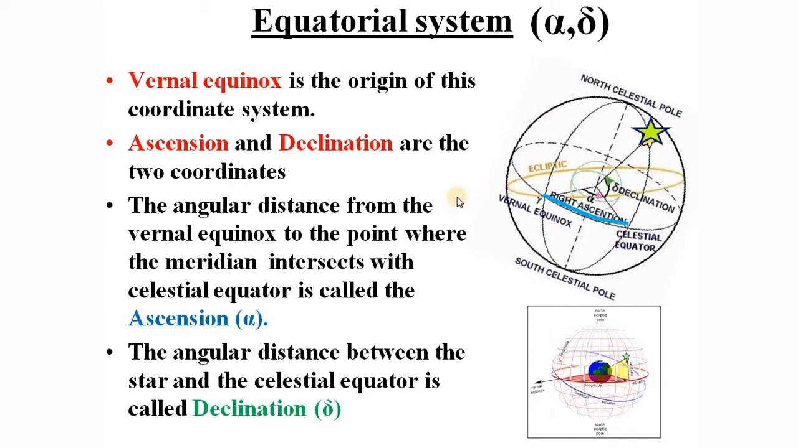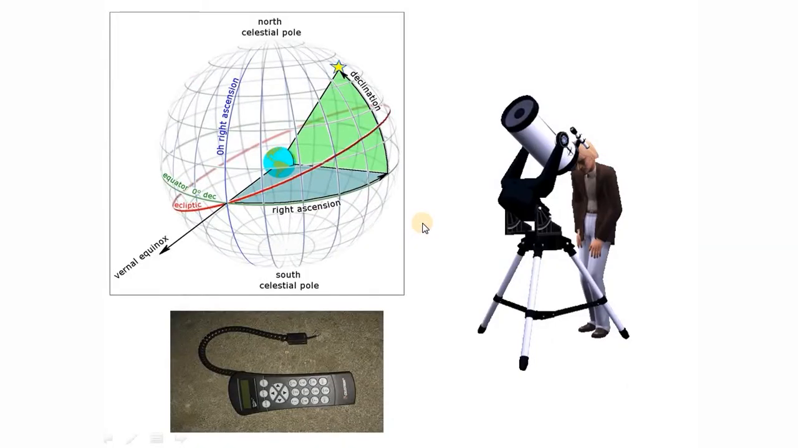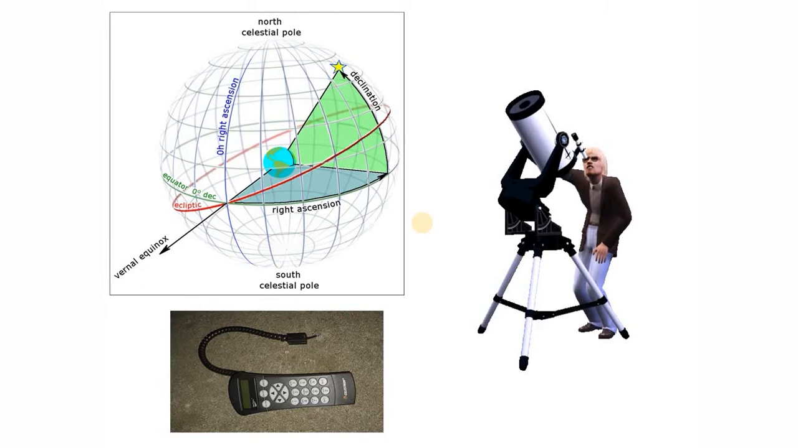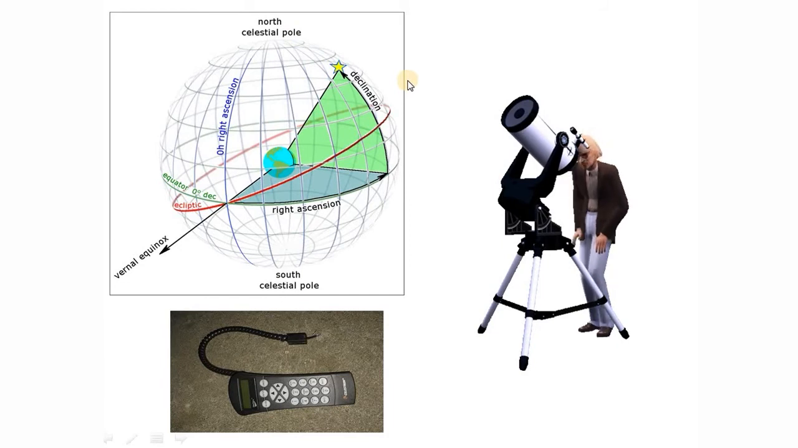So these are the things to be discussed in the equatorial system, the second coordinate system, and usually both are marked on the figure. This is the declination and this is the ascension. I hope the idea is clear. And usually in telescopic measurement, you can use either the equatorial system or the ecliptic system. In many old models, even horizontal systems are also used.